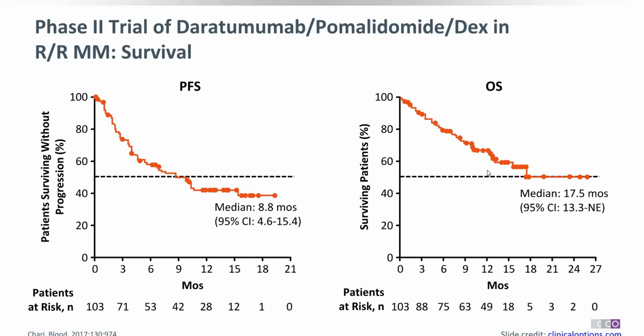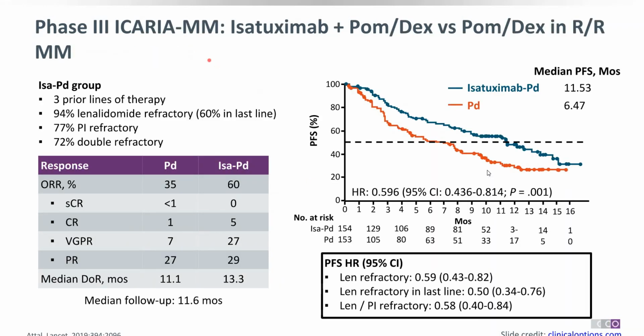Phase 2 trial of daratumumab and pomalidomide combination in relapsed disease. With daratumumab, median PFS is 8.8 months and median OS is 17.5 months in the relapsed refractory setting, which is very good. When we have exhausted all the options, a median OS of 17 months is really remarkable.